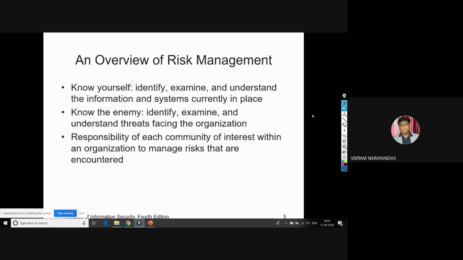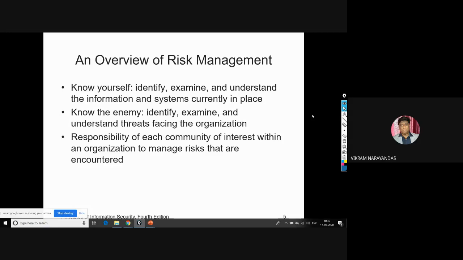Identify, examine, and understand what the information systems contain in the organization, and you want to know the enemy. So you want to identify, examine, and understand the threats facing the organization. What are the threats? The enemy is nothing but the threats. What attacks are you facing in the organization? What type of viruses, what type of threats are you facing? Whether these controls are enough to control that type of threats or not. You want to understand that.